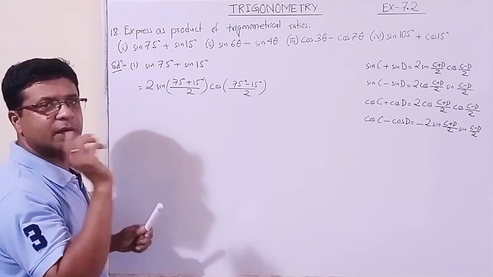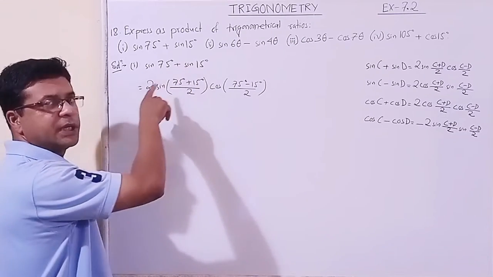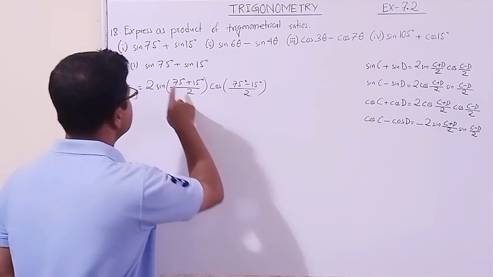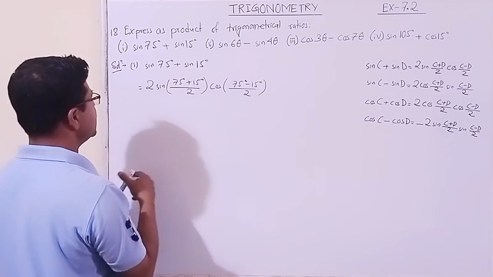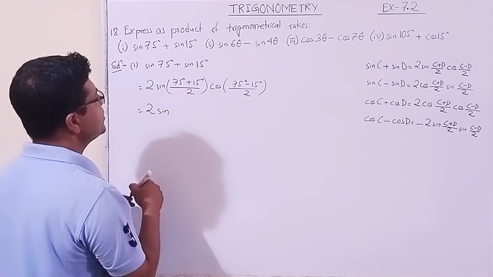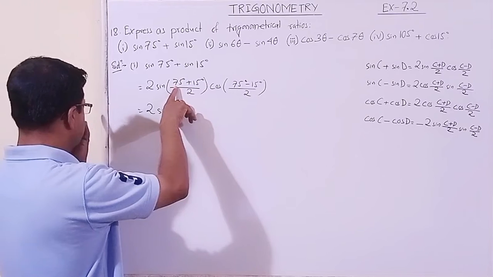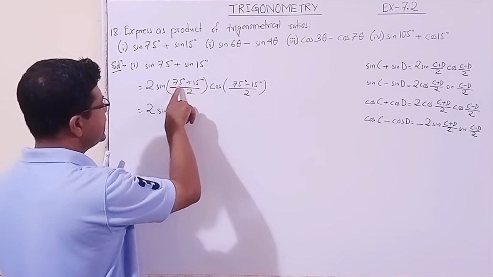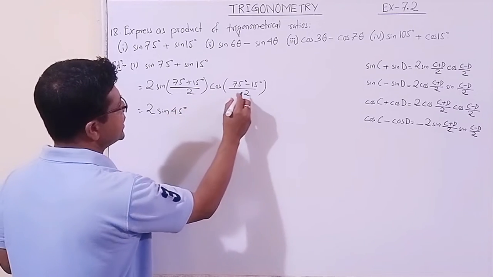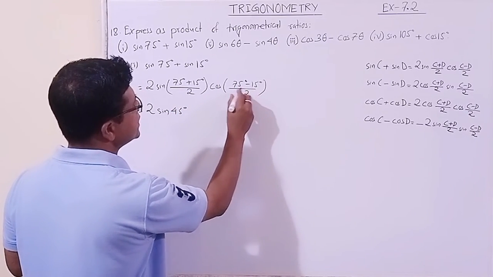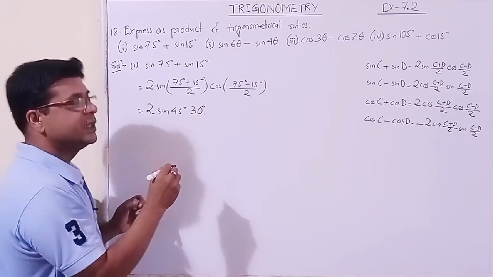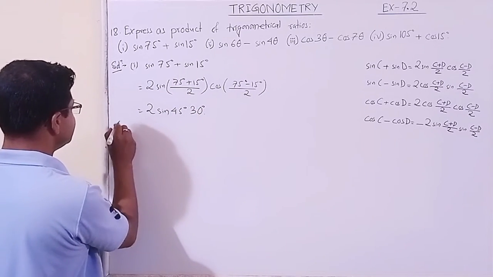So here is how we have arranged it: sin C plus sin D is twice sin of (C plus D) by 2 times cos of (C minus D) by 2, where C is 75 degree and D is 15 degree. So here this is twice sin. Now what is 75 plus 15? It is 90 degree. 90 degree divided by 2 is 45 degree, and 75 minus 15 degree is 60. 60 by 2 is 30 degree. Is it okay? Now let us write the second one.